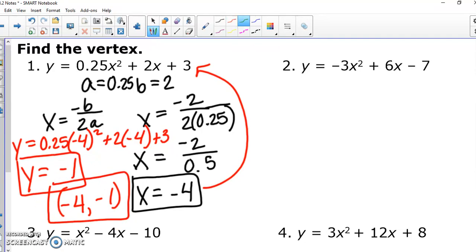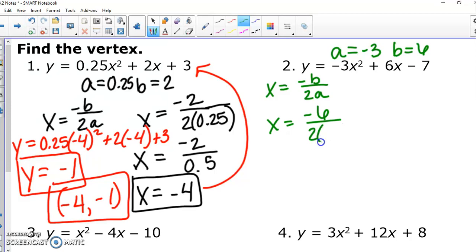Let's go ahead and do one more together, and then I'll let you do numbers 3 and 4 on your own. This next one, we're going to start with our equation to find the axis of symmetry, -b over 2a. First we need to identify our a and b values. So a is going to be -3, what's in front of the x squared, and b is going to be 6. So plug that in: -6 over 2 times -3. So -6 over -6 gives me 1. There's my x value.